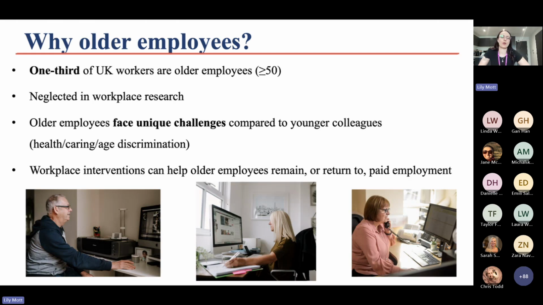And finally, why am I focusing on older employees? One third of the UK workforce are now aged 50 plus, but they remain a neglected population in workplace research. It's really important to consider older employees as a subgroup of the population because they face unique challenges compared to their younger colleagues. That can be in terms of experiencing health challenges or concerns, having caring responsibilities, or experiencing age discrimination. So workplace interventions that cater to older employees are really important and can help older employees remain in or return to paid employment for continued economic activity.